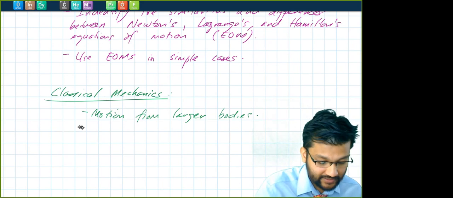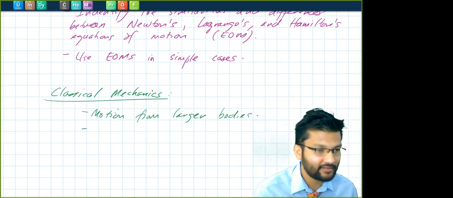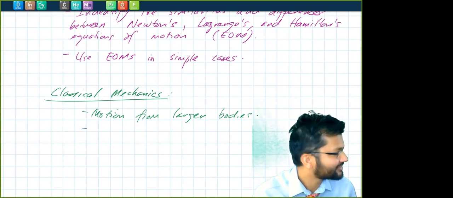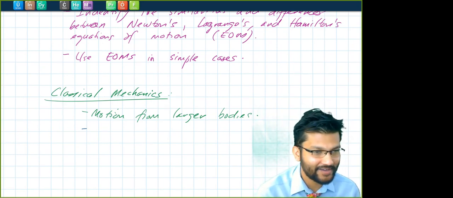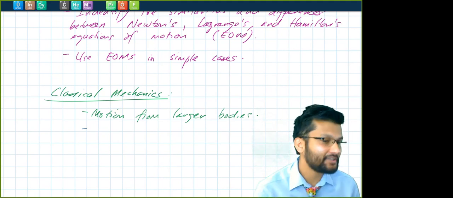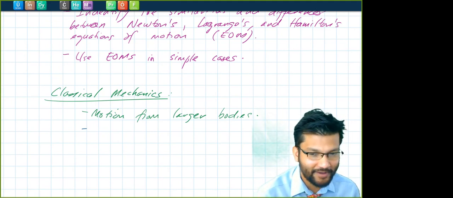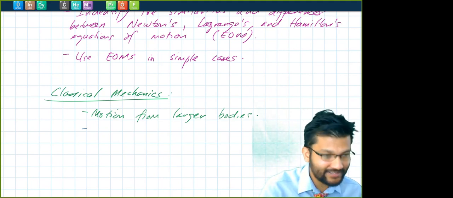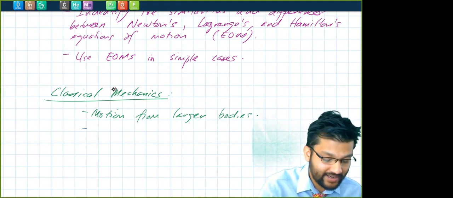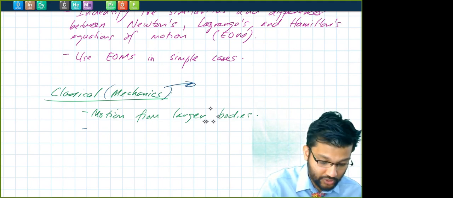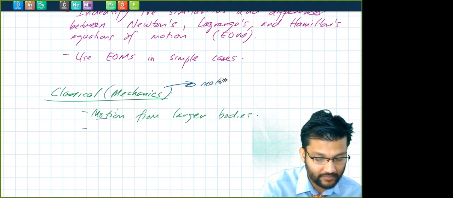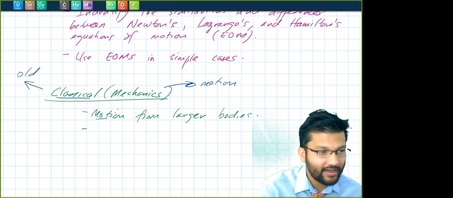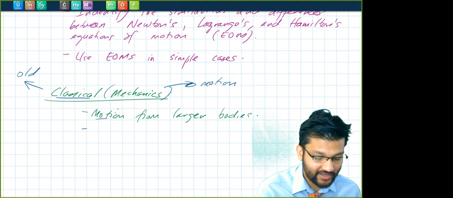More specifically, the word classical usually refers to old things. I don't know if ancient's the right word. Like classical music, right? It's old music. Classical then in this sense is really just old mechanics. Mechanics here is the study of motion. And classical here just means old. So it's the old way of studying motions of things.